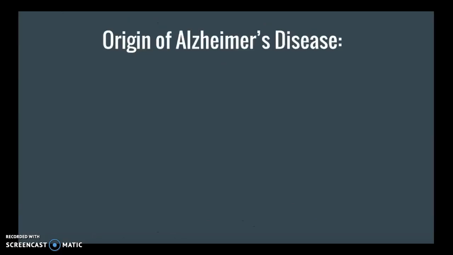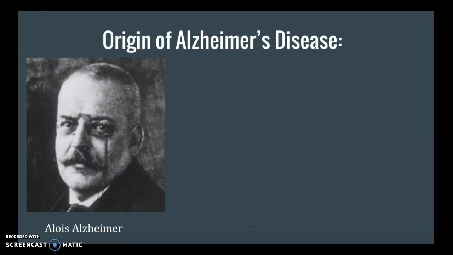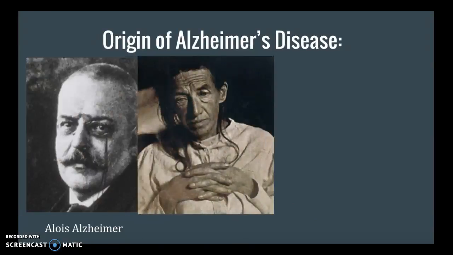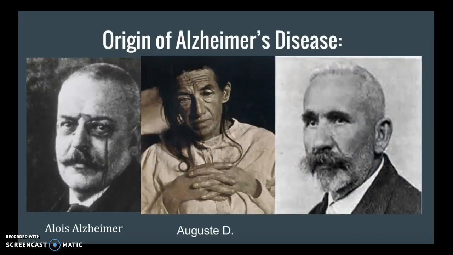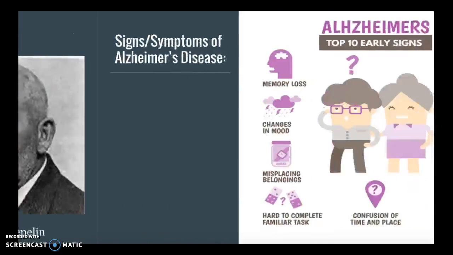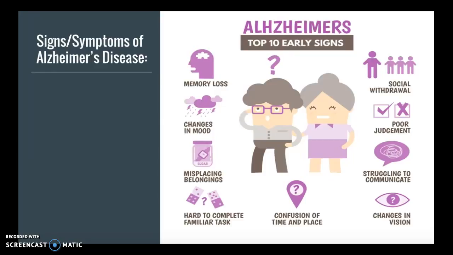Alzheimer's disease was named after Alois Alzheimer, who was a German doctor. And in 1906, he had a patient named Auguste D. who presented symptoms of what is now called Alzheimer's disease. These symptoms included memory loss, abnormal behavior, and shrinkage in the patient's brain. However, it was not until 1910 when Emil Kraepelin, a psychiatrist, gave a title to these symptoms, calling it Alzheimer's disease after Alois Alzheimer. Now let's look at the common signs and symptoms of Alzheimer's disease.